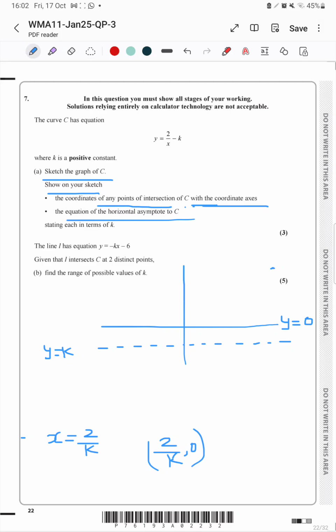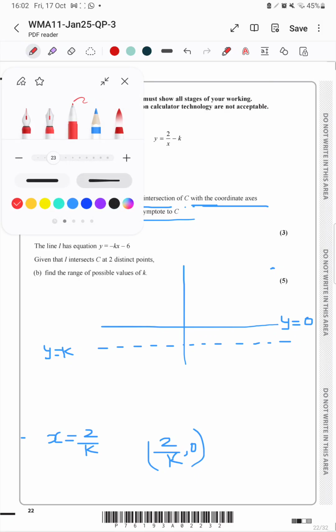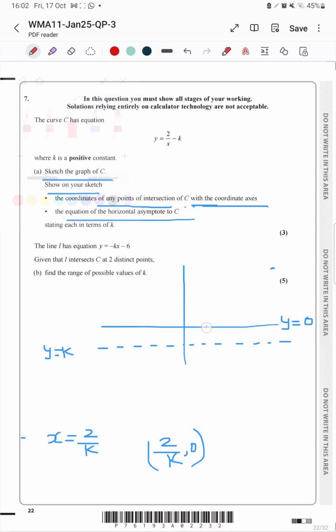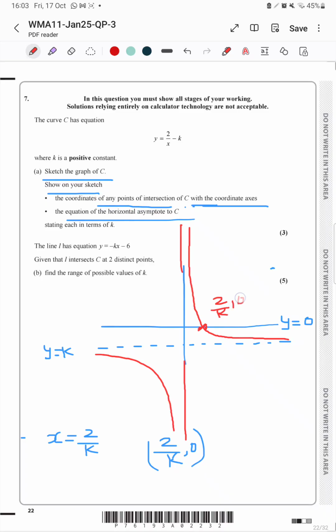I can draw my graph now, and the graph will look like, let's say the point of intersection is 2 by k comma 0 is here. So my graph is something like this. I will be going this way, and then another part of this graph will be here, and here I will show that this is the point 2 by k comma 0, and the asymptote line is y equal to k. This completes the first part of the question.